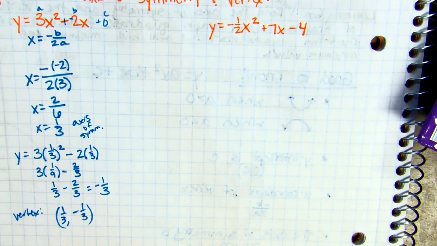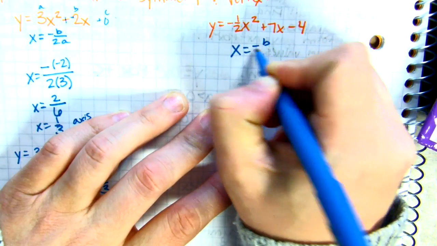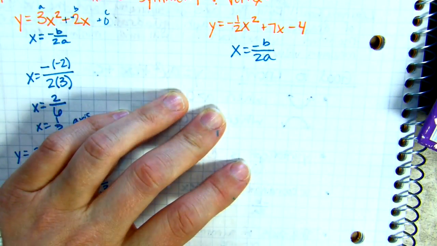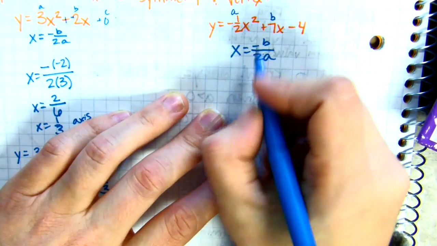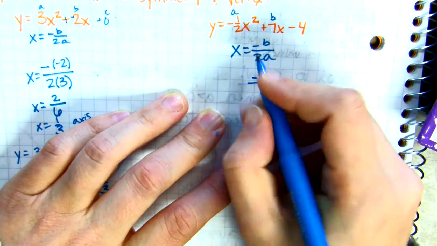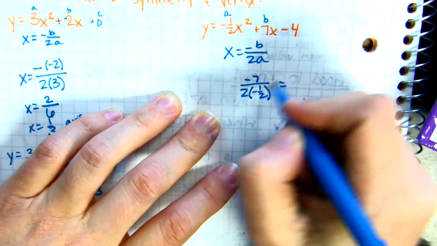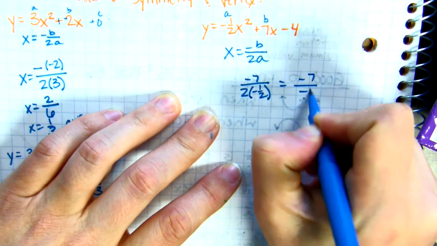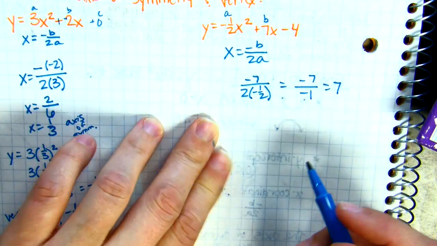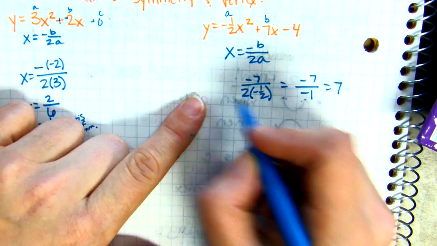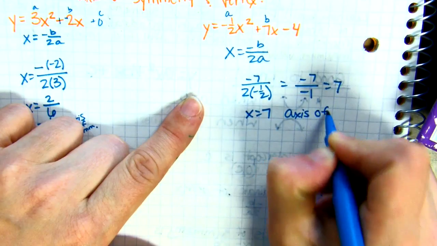I'm going to follow the exact same method over here. So x equals negative b over 2a. In this case, a is negative 1/2, b is 7. So negative 7 over 2 times negative 1/2, which is negative 7 over negative 1. So I get a positive 7. And so x equals 7 is my axis of symmetry.